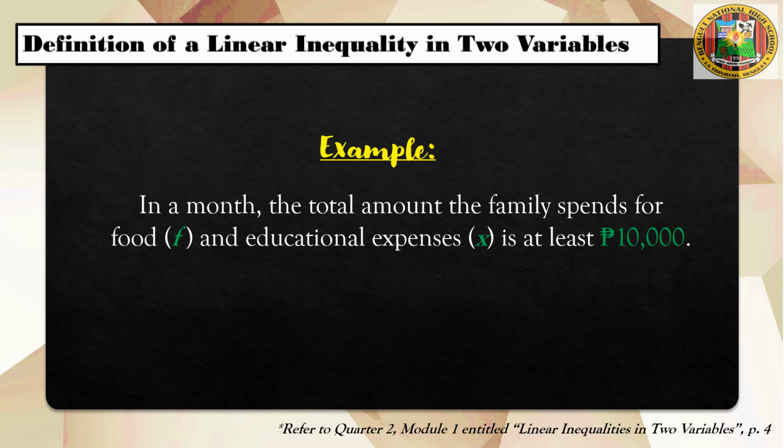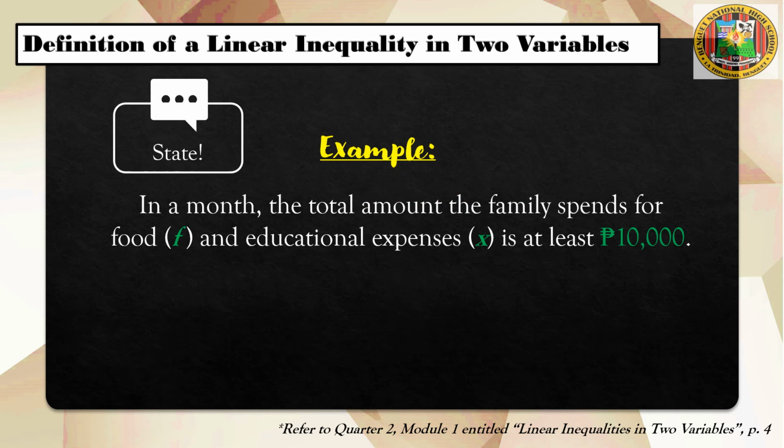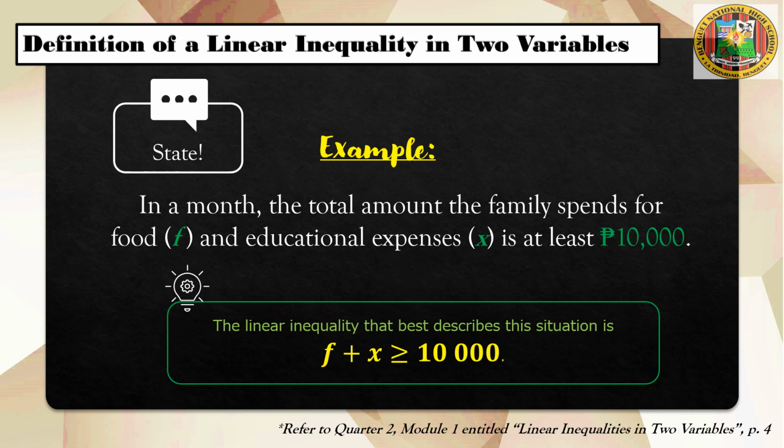Let us now state the conclusion of the problem. Given the situation, in a month, the total amount the family spends for food and educational expenses is at least 10,000 pesos. The linear inequality that best describes it is F + X ≥ 10,000.